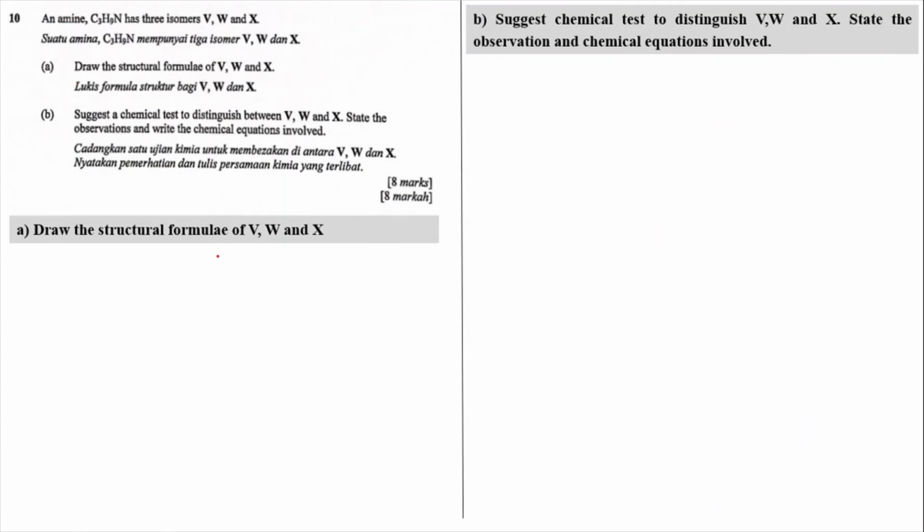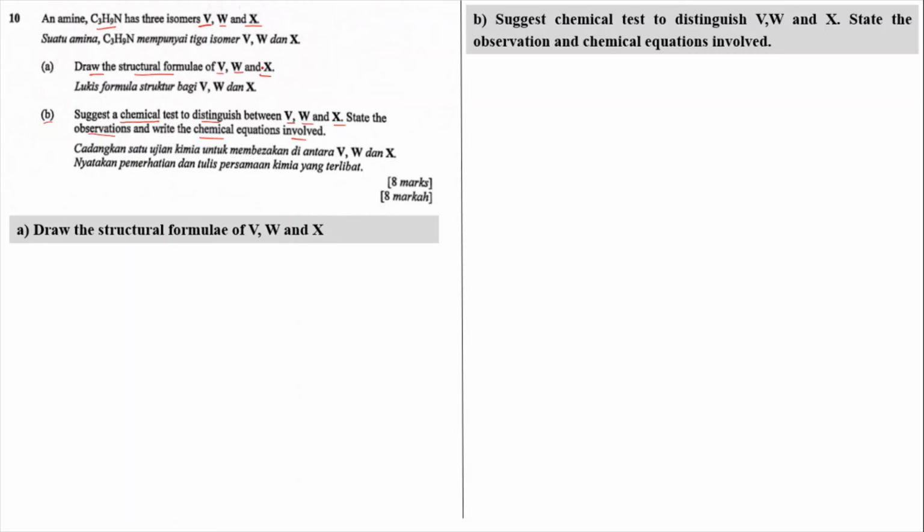For question 10, an amine which is C3H9 has three isomers which is V, W, and X. For question 10a, we have to draw the structural formula of V, W, and X. And for question 10b, we have to suggest a chemical test in order to distinguish between the isomers V, W, and X. And then we need to give observation and write the chemical equation involved.